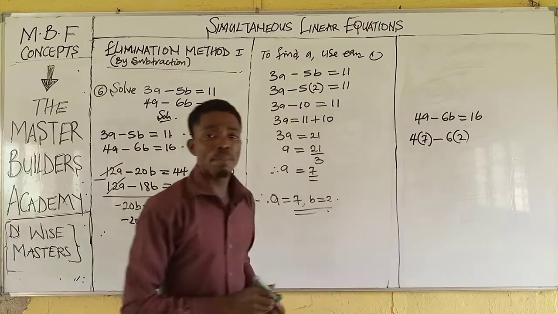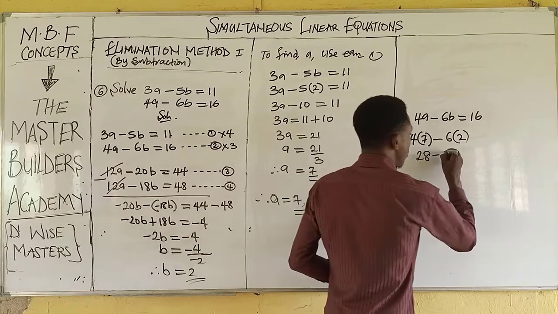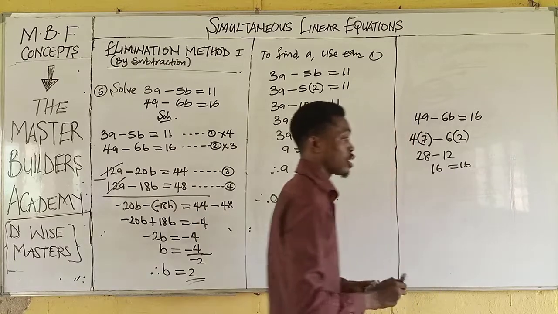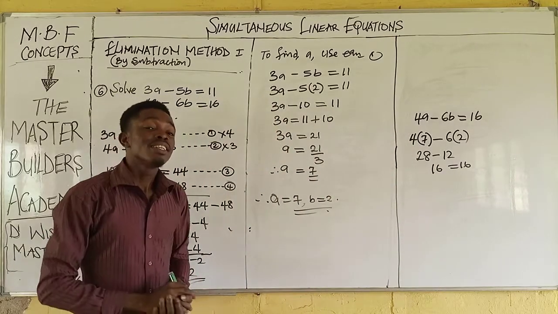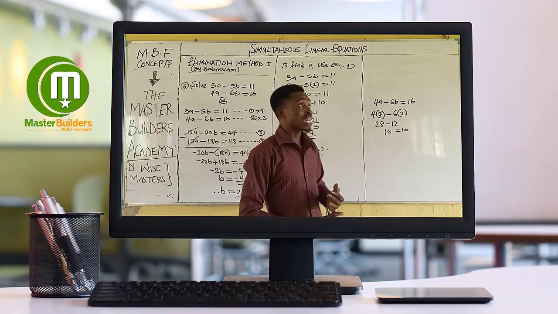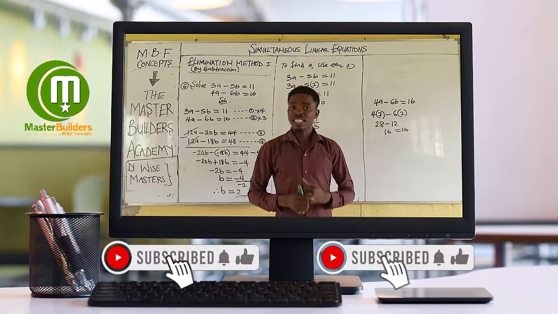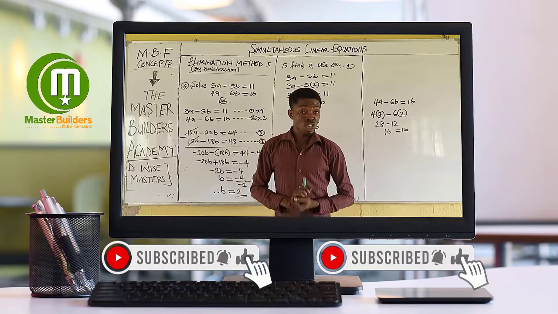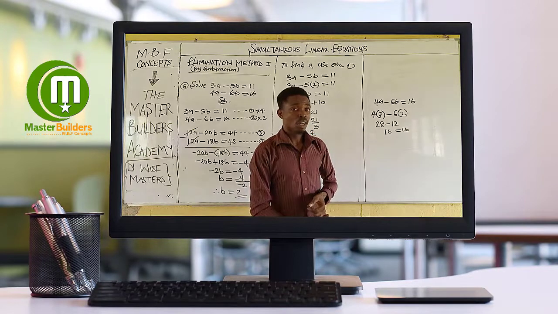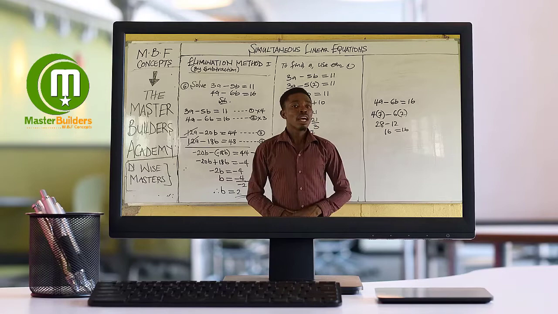Now 4 multiplied by 7 is 28. Minus 6 multiplied by 2 is 12. Now when we remove 12 from 28, we have 16, which is equivalent to the right hand side. That is to say, the answer we obtained is correct. So as you are trying to gain mastery over simultaneous equations, you must ensure that any time you have an answer, just input those values you have into any of the equations and see whether what you have at the left hand side will be equal to the right hand side, because for every equation, the right hand side always equals the left hand side. And if you find this true with the values you have, guys, you are 100% correct.